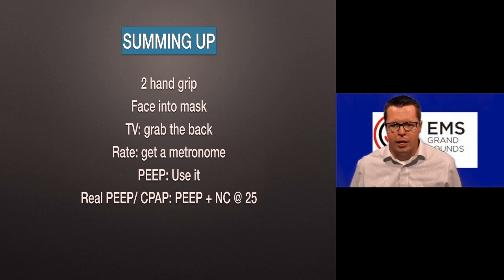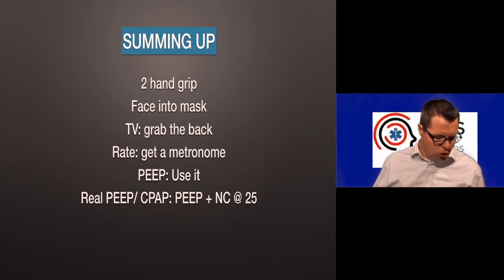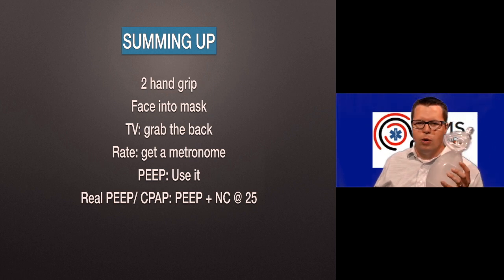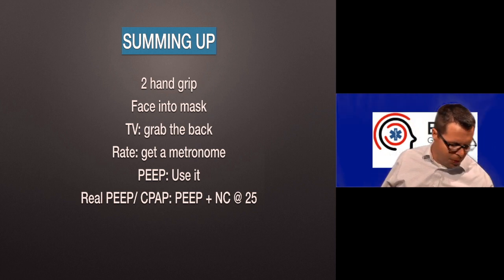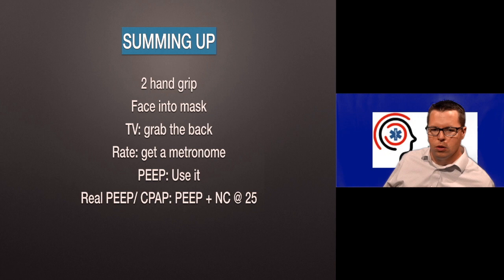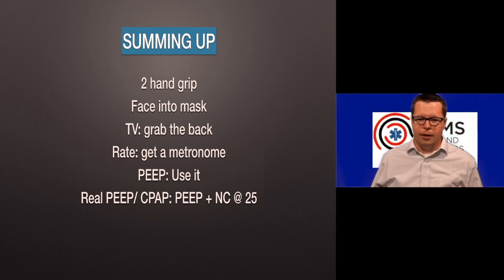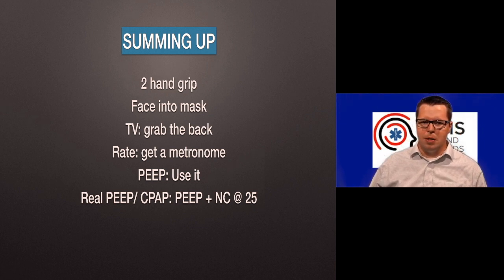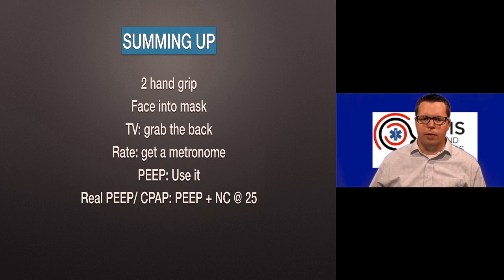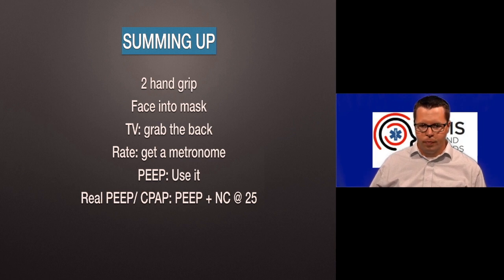You should get a metronome to help determine your rate. You should use a PEEP valve on each one, and if you are using a mask, if you want to deliver effective PEEP, then you should put a constant source of oxygen like a nasal cannula on underneath that mask, because otherwise the patient won't get it. If you are going to deliver really good PEEP and CPAP, you do need that nasal cannula at 25 liters per minute with a PEEP valve in place as well.